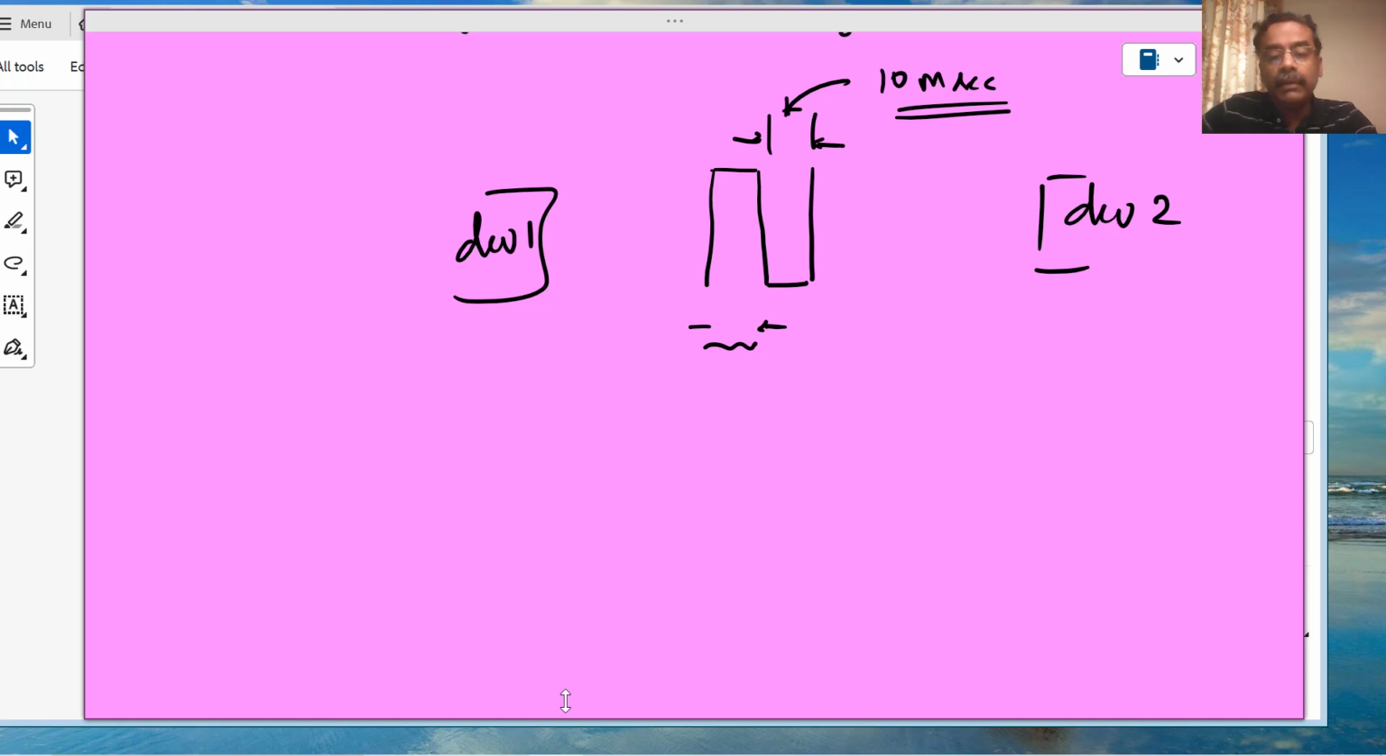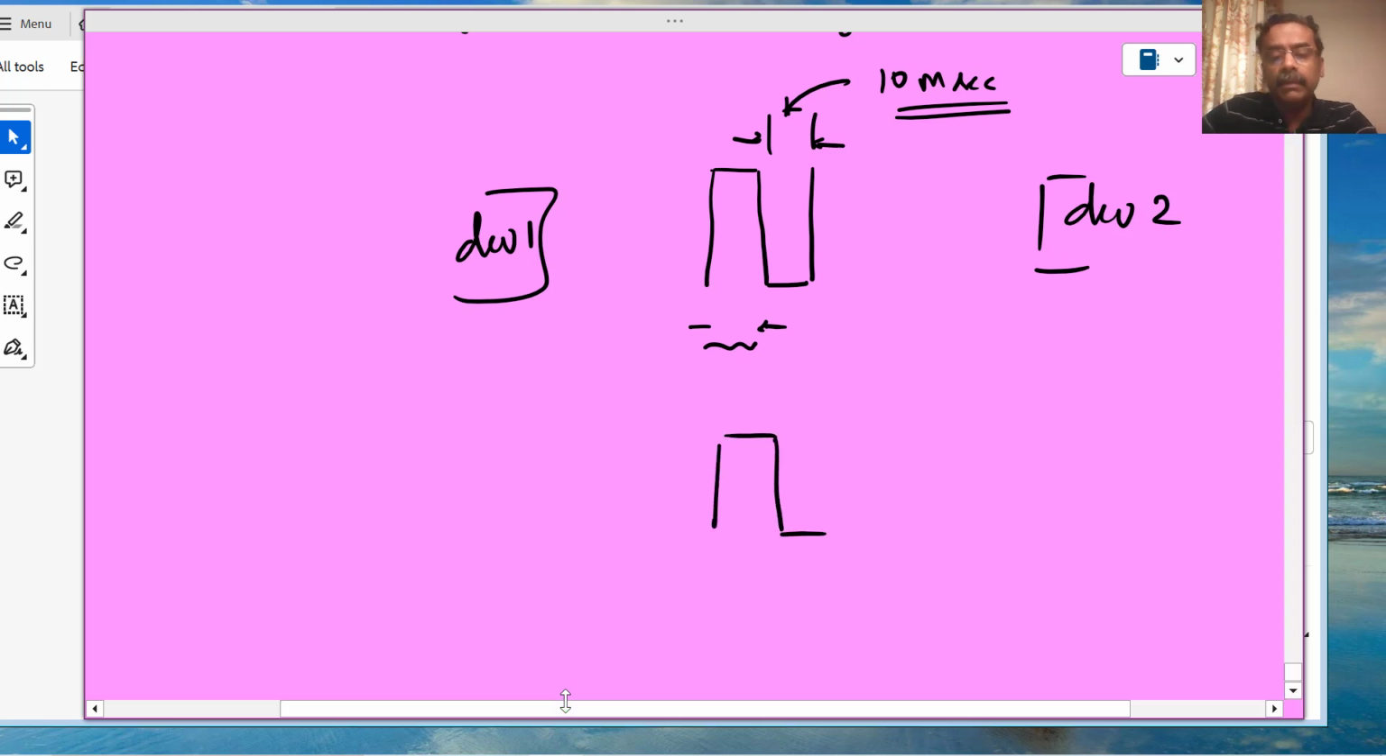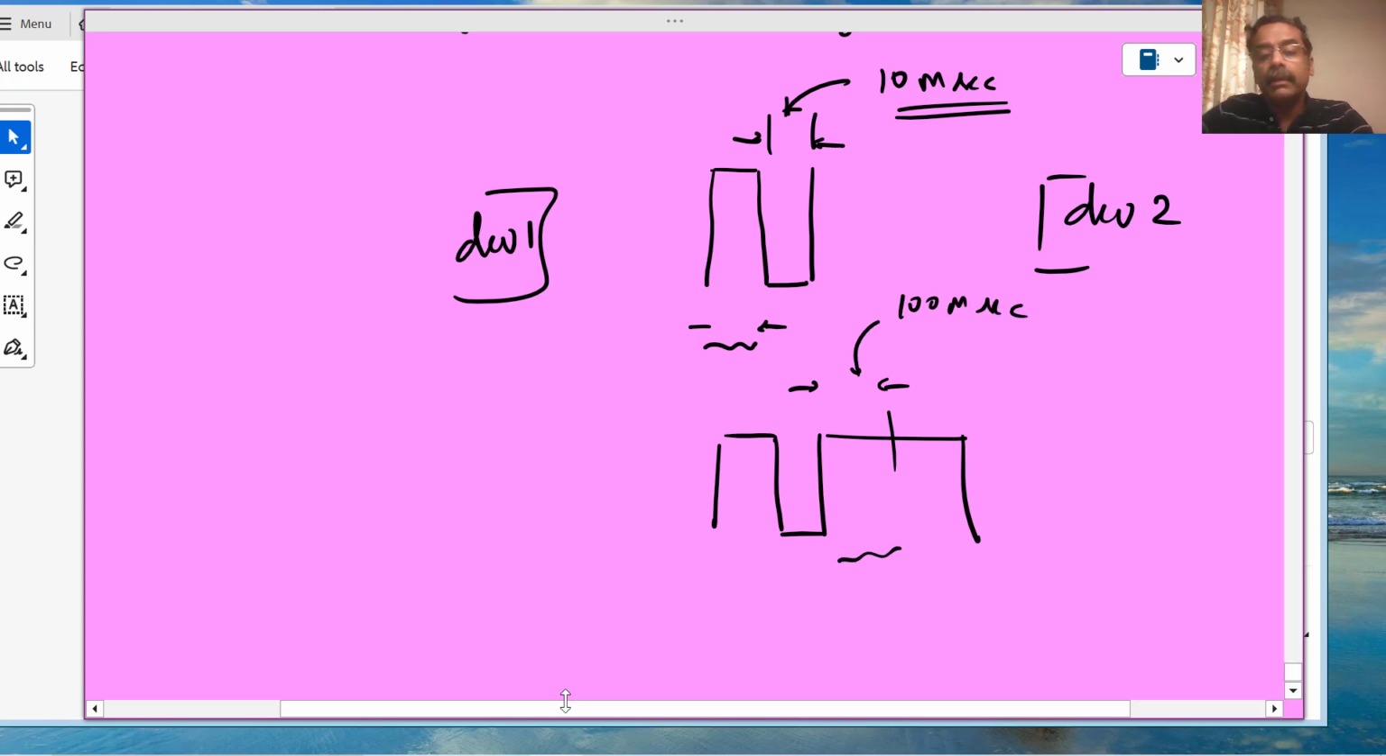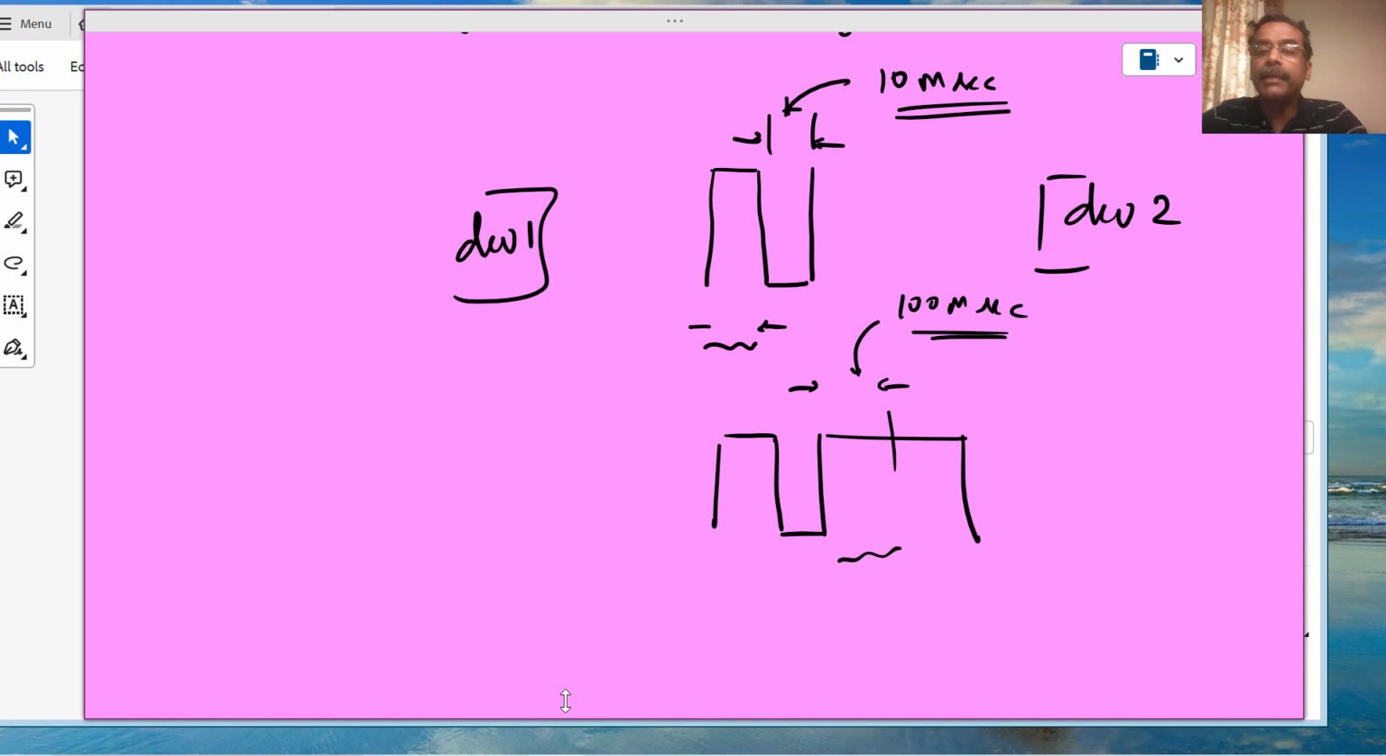Now suppose I configure it so that, okay, some 0 and 1 is coming, and I say that each bit I am going to take maybe 100 milliseconds. In that case, what is happening? I am going to send each bit and keep it for 100 milliseconds. That means, which is faster? Sending 1 bit every 10 milliseconds is faster, or sending 1 bit every 100 milliseconds is faster? Of course, the 10 milliseconds one is faster. So this has to be decided before the communication starts.